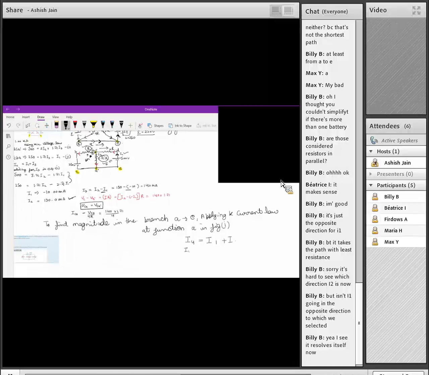I'm applying Kirchhoff's current law at junction A in figure 1. Then I4 is equal to I1 plus I, so I4 is I CA minus I1 equals I.